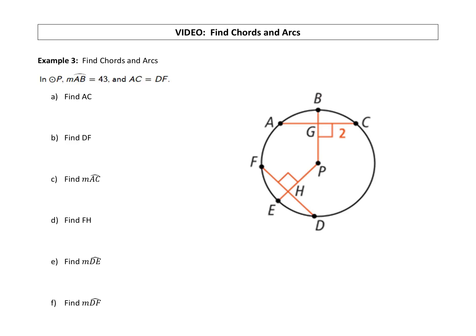All right, so let's just keep working with these theorems we learned in that one video. So we have kind of a complicated picture. So let's just break down what's going on. We have chord AC, chord FD. We have a couple radii. From P to B is a radius, from P to E is a radius.